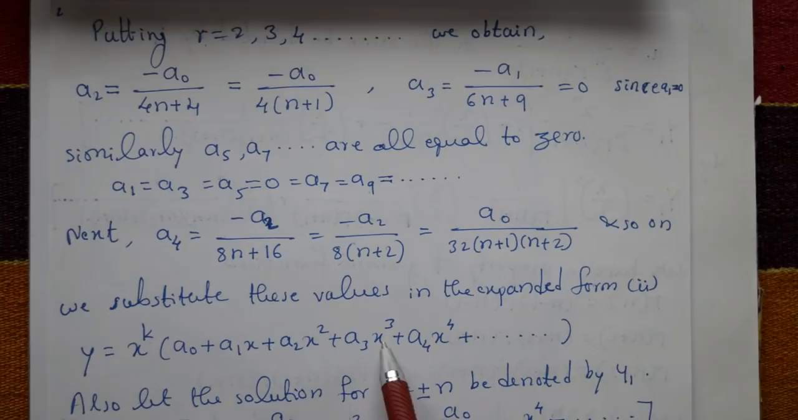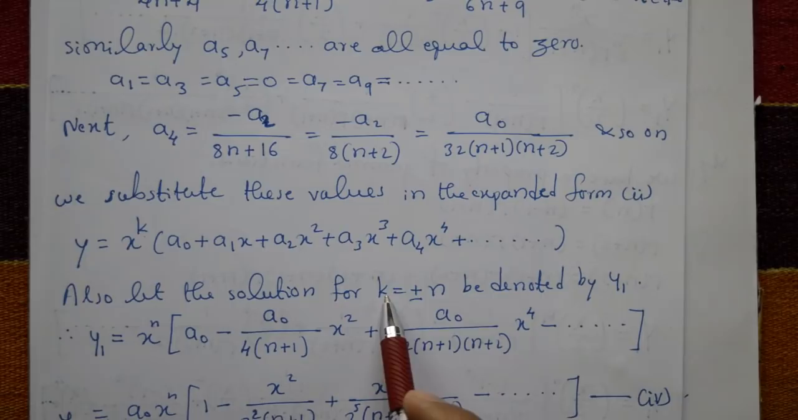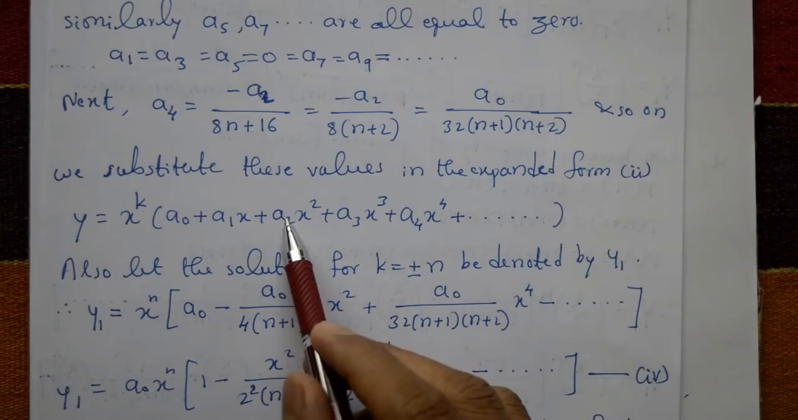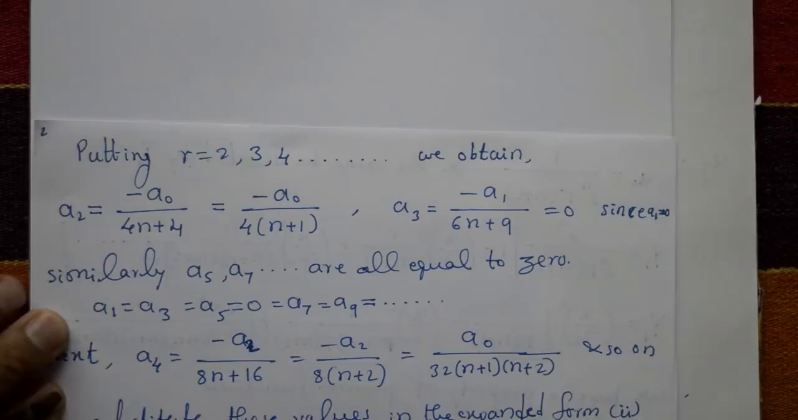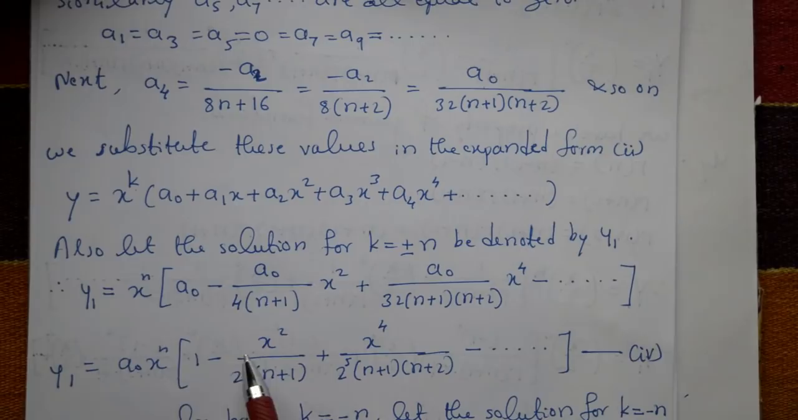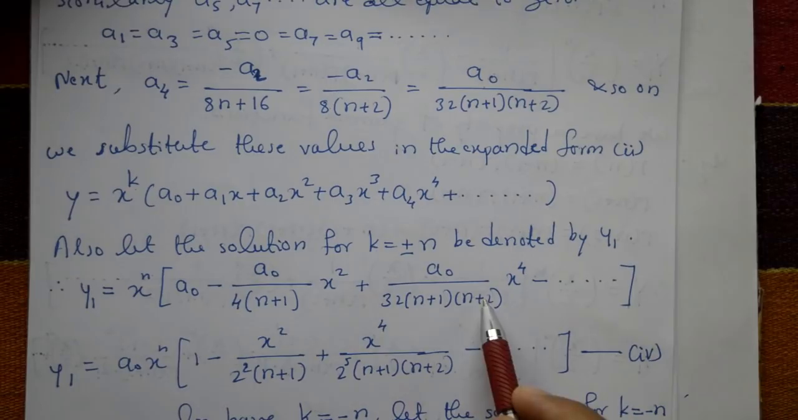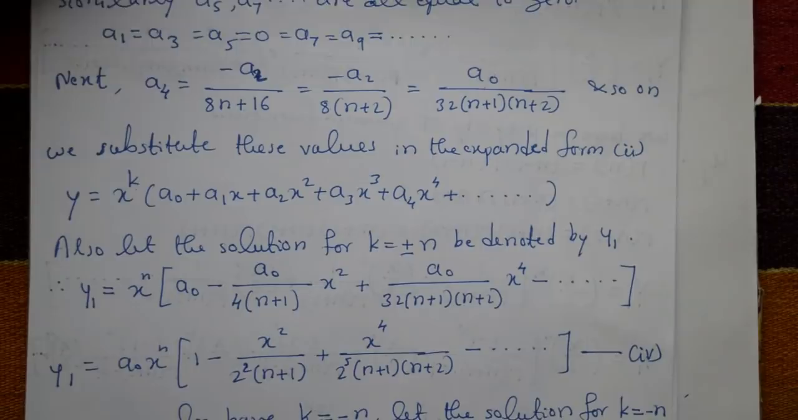Also, let the solution for k is equal to plus or minus n be denoted by y1. This is called y1, and take k is equal to plus n. So x to n, a naught. You know the a1 value is 0, substitute the a2 value and the a4 value. Minus a0 by 4 into n plus 1 into x square, a3 is 0, substitute a4 value, a0 divided by 32 into n plus 1 into n plus 2, x to 4, minus, plus, minus, and so on. Now a naught common, take outside, a naught x to n, inside is this one.